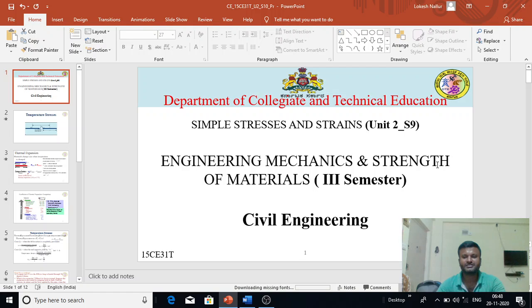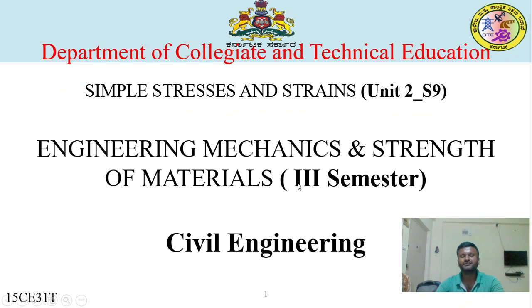In the last class, we discussed volumetric strain, bulk modulus, and the relations between the elastic constants with the help of Poisson's ratio, and problems on that. So, what is meant by volumetric strain? Volumetric strain is nothing but when the material is subjected to forces in three mutually perpendicular directions, it undergoes a change in volume. When the material is within the elastic limit, the ratio of change in volume divided by original volume is known as volumetric strain.